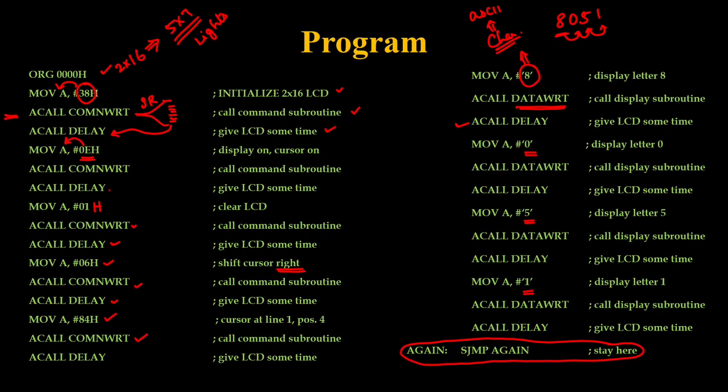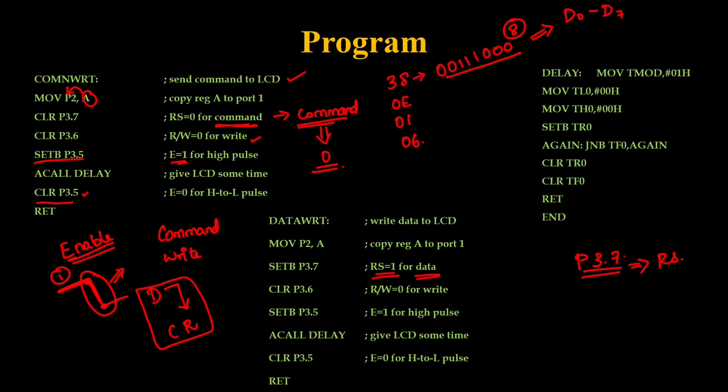After this, we will see what the data word is. For the data register, everything will be the same. Nothing is going to be different. Only thing, P3.7 will not be cleared. Instead, it is going to be set, so that it is saying to write inside your data register instead of your command register. All other things are the same.